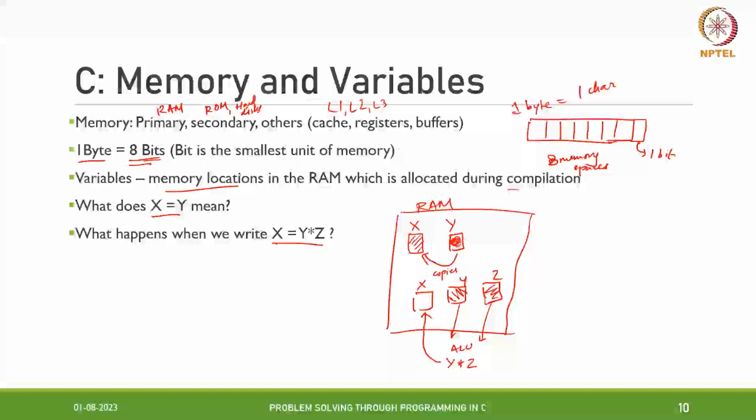Is that clear? Yes. Sorry, the last 2 points.